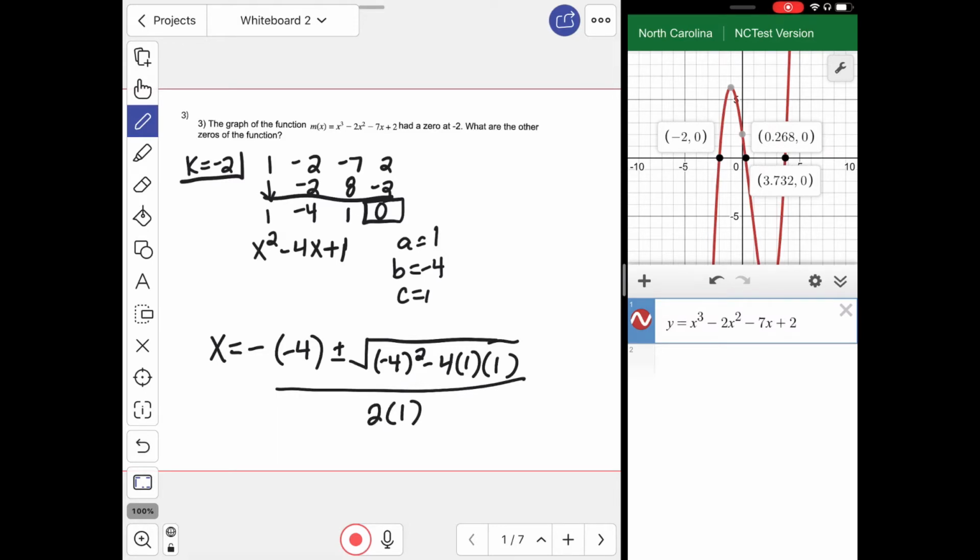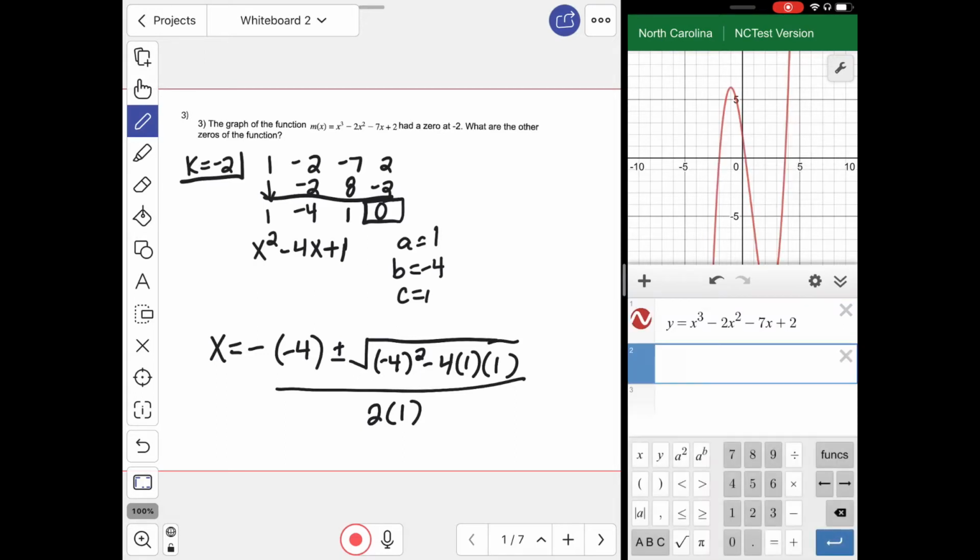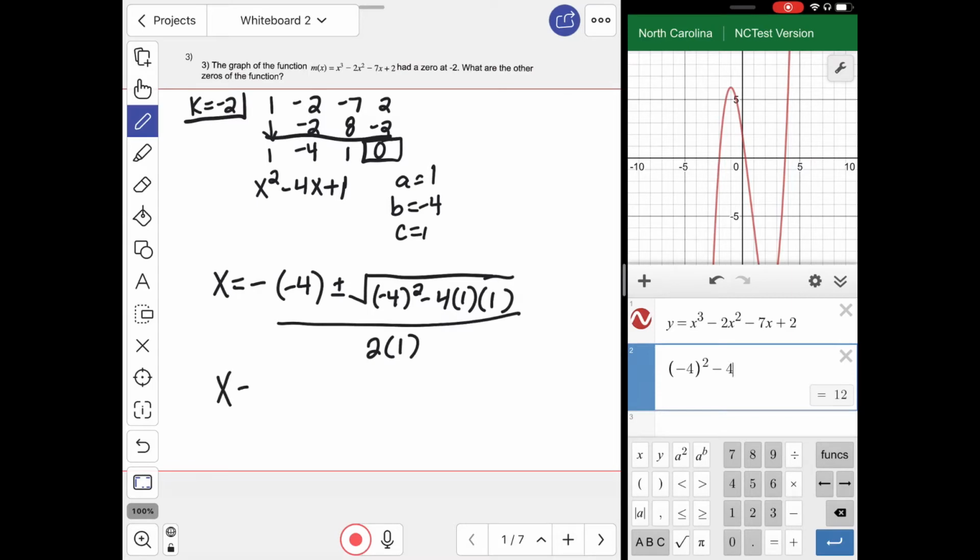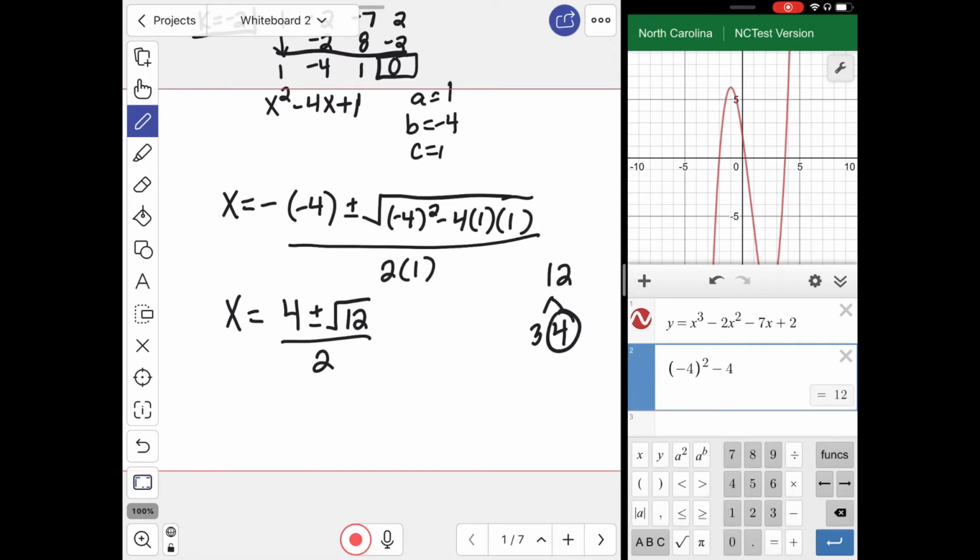Okay, so I need to do some simplifying here. So if I do -4 squared minus 4, that's going to give me 12. Okay, so I have x equals 4 plus or minus the square root of 12 over 2. Now, the only thing about 12 is 12 can be reduced if I think about a factor tree, because 12, let's say that's 3 and 4. Well, 4 is a perfect square. So if I take the square root of 4, that's going to give me a 2 on the outside and a 3 left over on the inside over 2.